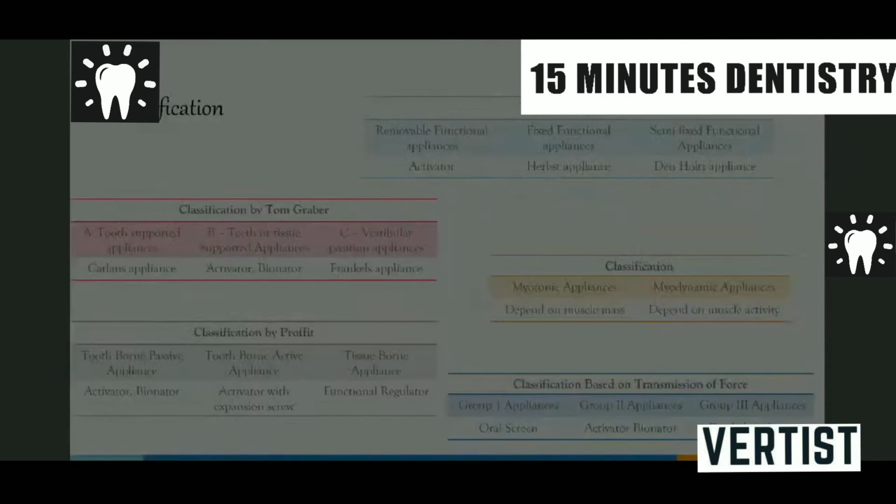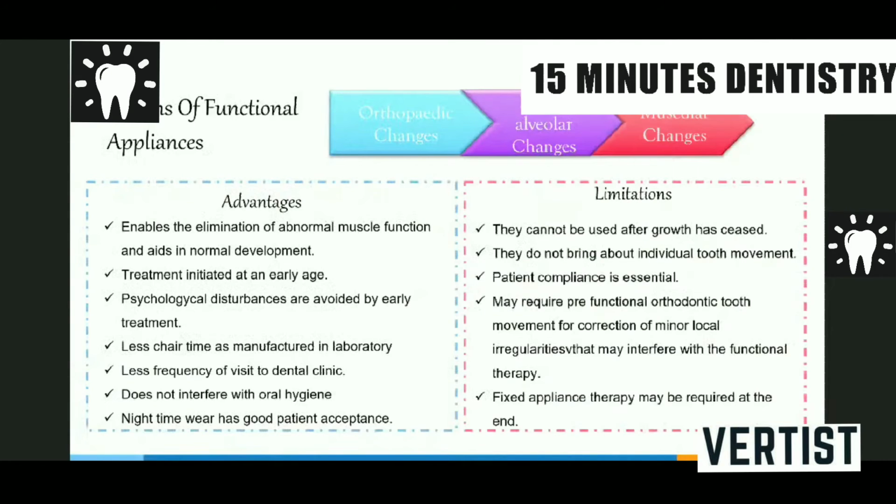What are the actions primarily of the myofunctional or functional appliances? They primarily have the orthopedic influence. We have the dentoalveolar changes and we have the muscular changes. Understanding the advantages, they enable the elimination of abnormal muscle function and aid in normal development. The treatment has to be initiated at an early age. Therefore, psychological disturbances are avoided by early treatment. Less chairside time as it is manufactured mainly in the laboratory. Less frequency of visits to the dental clinic. It does not interfere with oral hygiene, and nighttime wear has good patient acceptance.